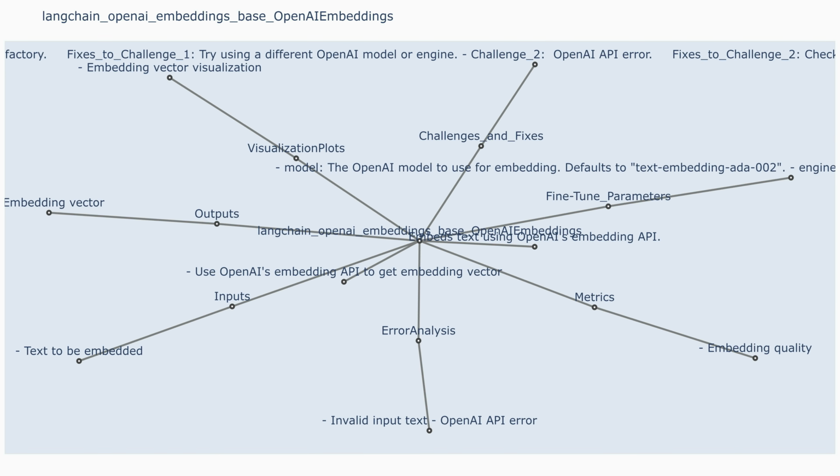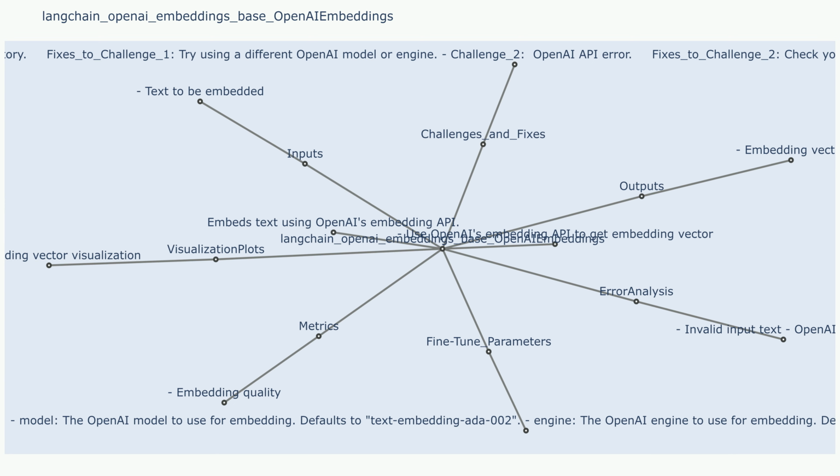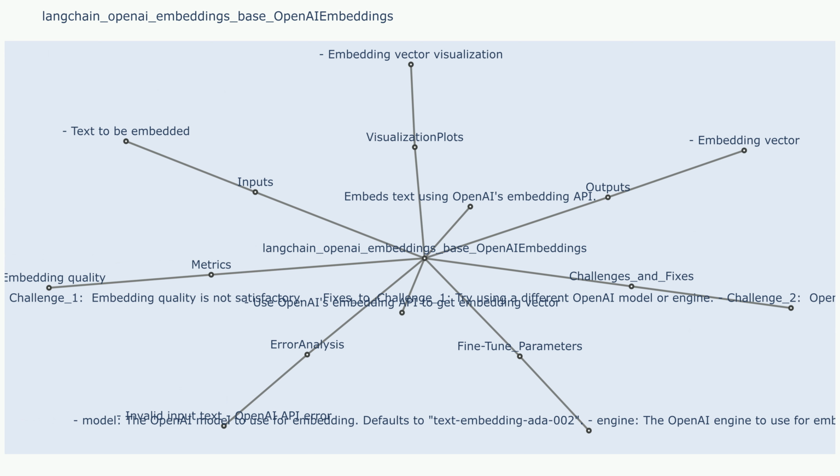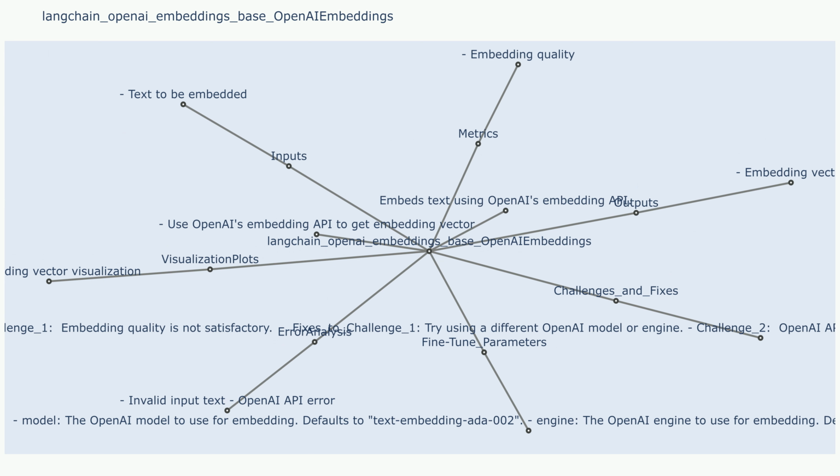LangChain OpenAI embeddings, base OpenAI embeddings. Description: the OpenAI embeddings class in LangChain is a powerful tool for generating vector representations of text, enabling semantic search, similarity analysis, and other advanced NLP tasks. It leverages OpenAI's cutting-edge embedding models, like text-embedding-ada-002, for accurate and efficient text embedding.